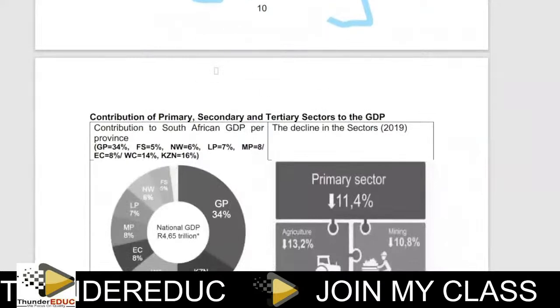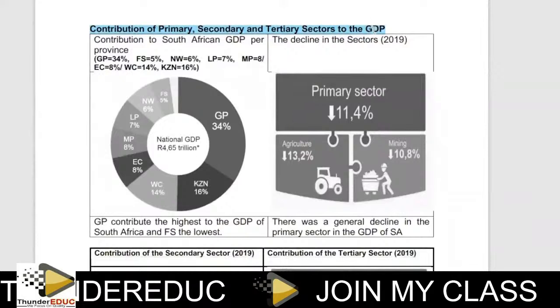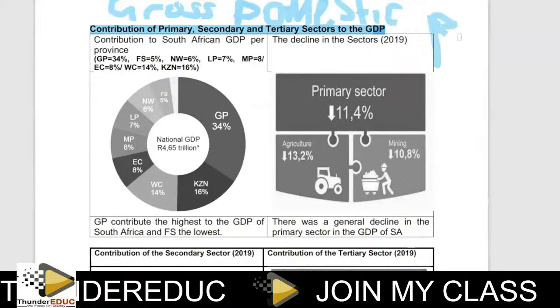So we must know that as learners, are these sectors important? Yes. That is when we are going to look at its contribution to the GDP. But before we look at its contribution to the GDP, let us understand what GDP is. GDP, first of all, stands for gross domestic product. P stands for product.